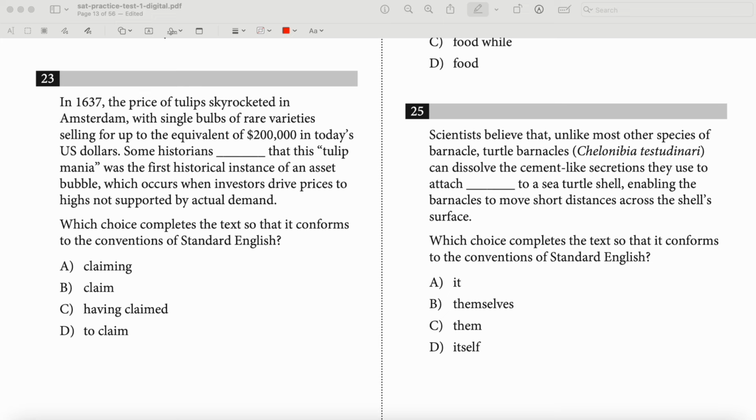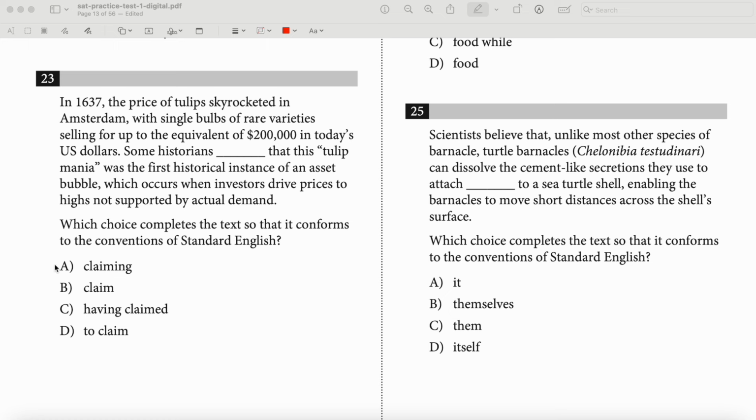Great. All right. How does answer choice A sound? I don't think it sounds right. I don't think it sounds right either. And you don't even have to know exactly why, but it doesn't sound good. It doesn't feel right. That's never a good sign. Plug in answer choice B, and I think you can take it from some historians. Some historians claim that this tulip mania was the first historical instance, etc. What do you think about answer choice B? Yeah, I think it sounds okay. It sounds better. Certainly better than A.